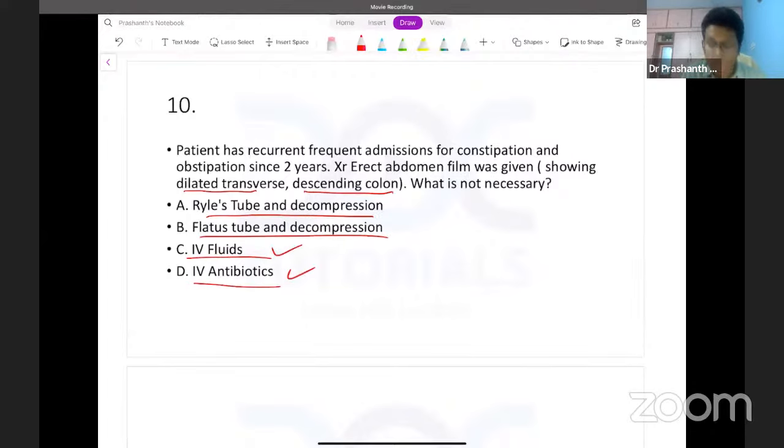Now, these two are important because obviously the patient is sick, you might have to give them, and the patient is admitted. Flatus tube will decompress the colon, but a Ryle's tube decompression predominantly helps a patient with small bowel obstruction. In large bowel obstruction, usually this might not help because there will be a patent IC valve. Okay. So you may try clinically, but among the options, I would say A is the one which probably is not essential in this patient.